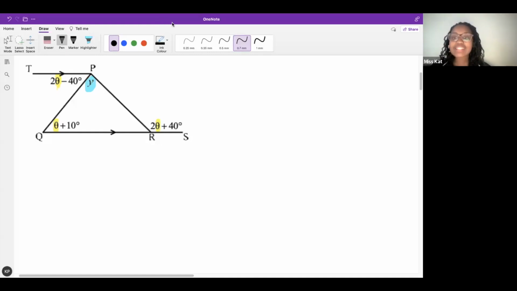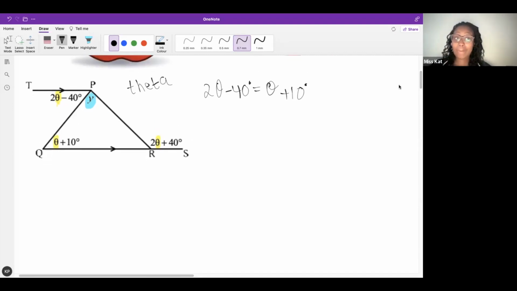So basically, I would take 2 theta minus 40 degrees. It's fine, guys. 2 theta equals theta plus 10 degrees. Yes, I forgot the minus 40 degrees. There we go. Okay, and what's my reason? Alternate angles, equal, CP is parallel to PR. You even gave me my parallel lines. I love it.